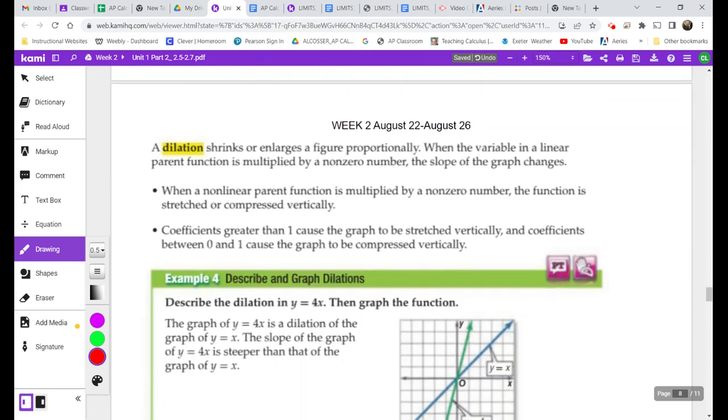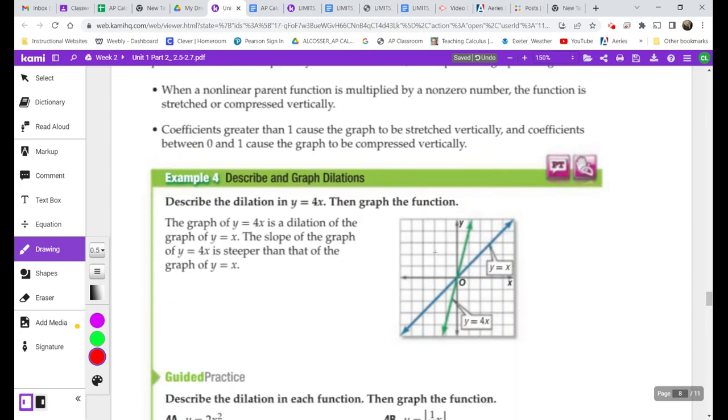All right. So a dilation just means this. It means that it's going to shrink or expand the graph. People call it steeper because I'm going to make my answer 4 times greater. So in other words, my answer will be 4 times bigger than it normally is. So if x equals 1, it'll now be 4 because it's 4 times x.